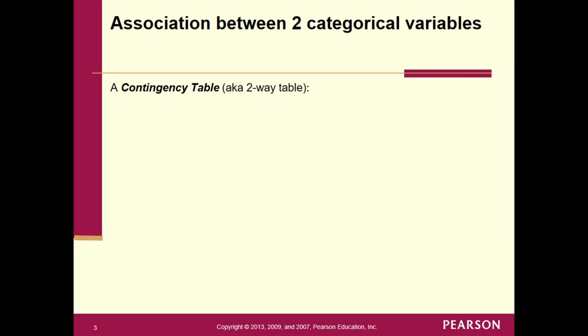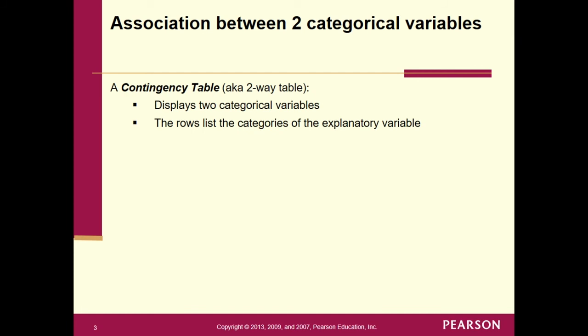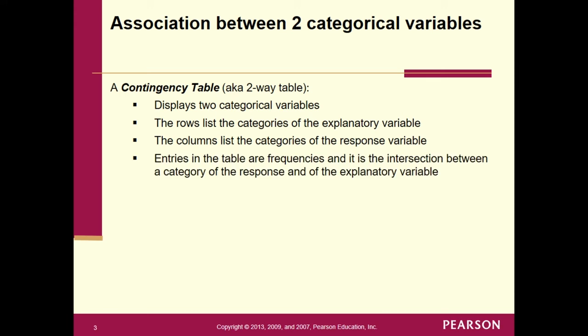All right, so how are we going to set up our data? Because this is a little different. It's categorical variables, and so we've got categorical data. So how are we going to figure this out? Well, first of all, we're going to create a contingency table, also known as a two-way table. And it displays two categorical variables. In the rows, list the categories of the explanatory variable. The columns list the categories of the response. So the response is going to go at the top. The explanatory is going to go on the side. So entries in the table are frequencies, and each is the intersection between a category of the response and the explanatory variable.